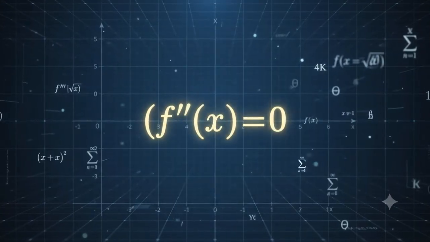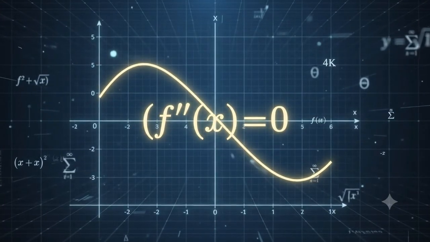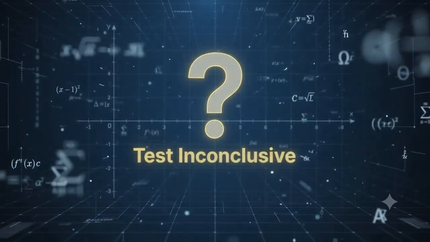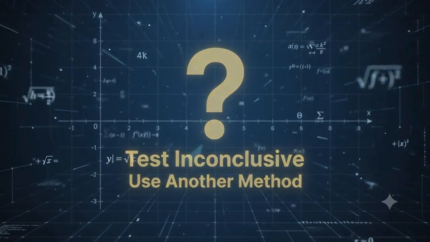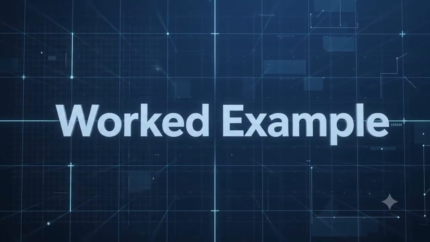If the second derivative equals 0, the second-order condition cannot determine the nature of the stationary point, so we use the first derivative test or higher order derivatives to classify the point. Now let's apply everything we've learned using a simple example.